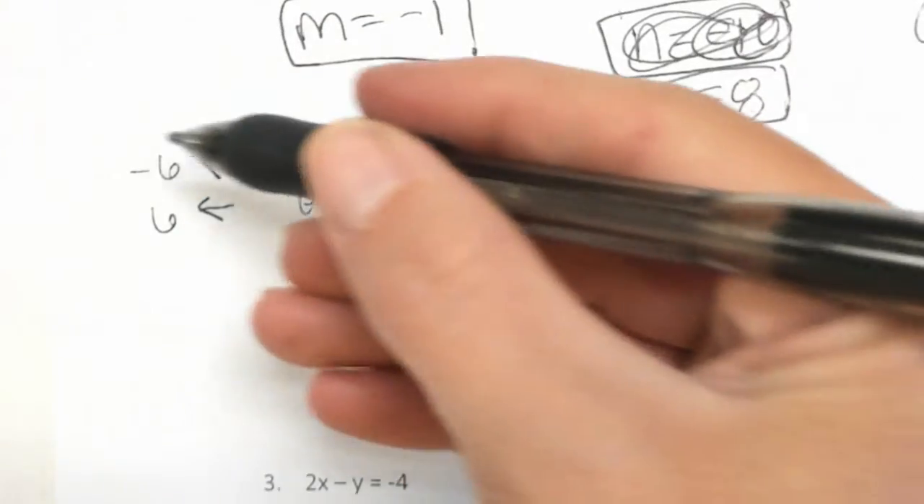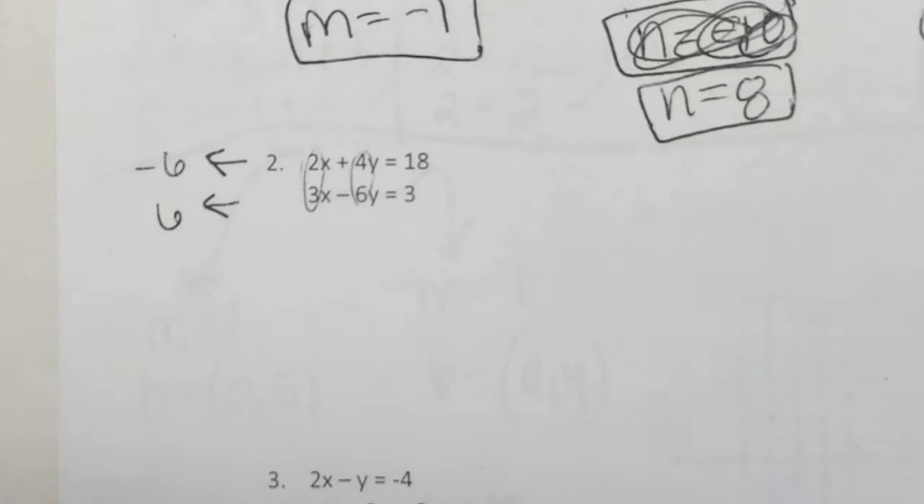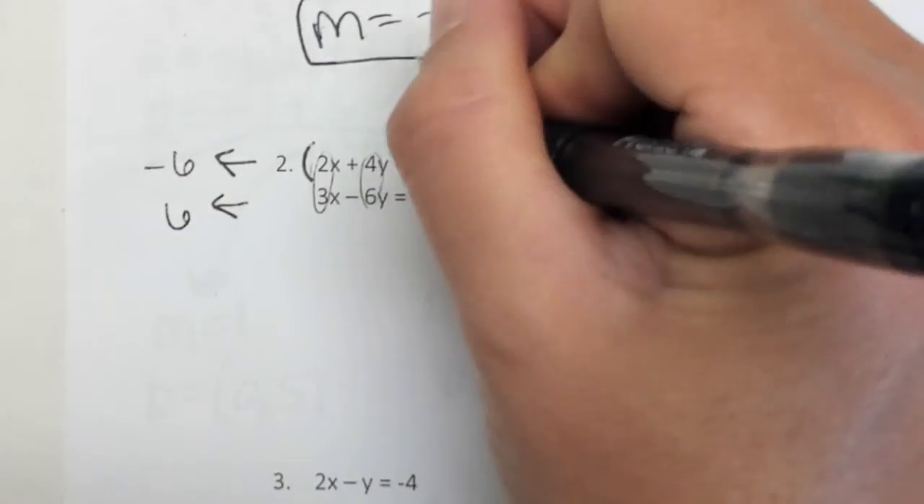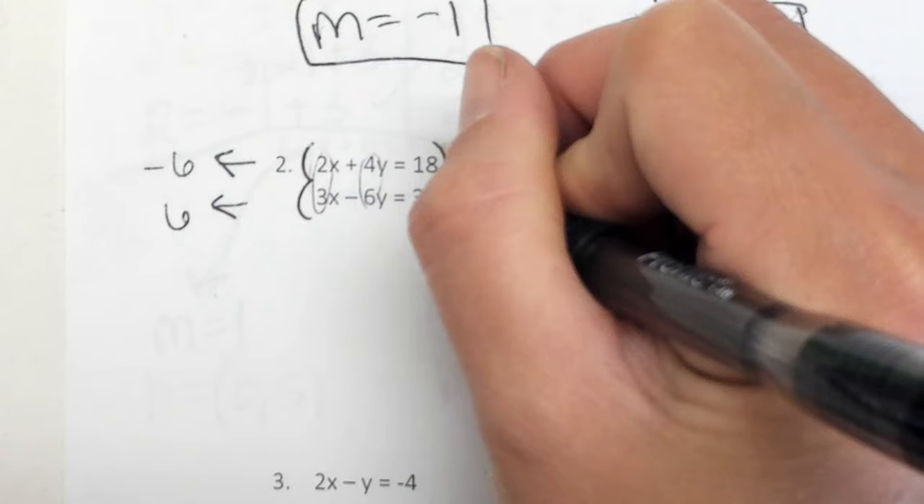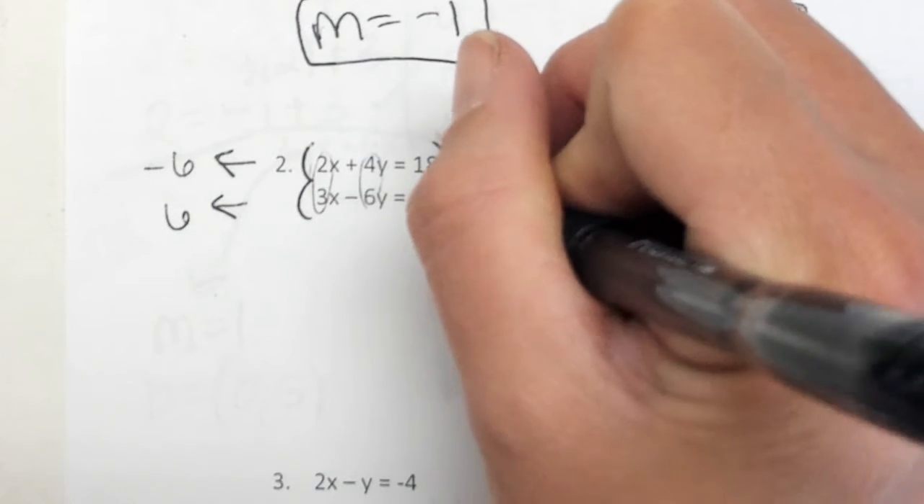Just as long as, so that way they'll cancel out when we add them. We can make the top positive and bottom negative. It doesn't matter which one. So if I'm going to make this 2 a negative 6, I need to multiply it by what? And I need to multiply this one by what? Good. Everybody see that, where I got this from?